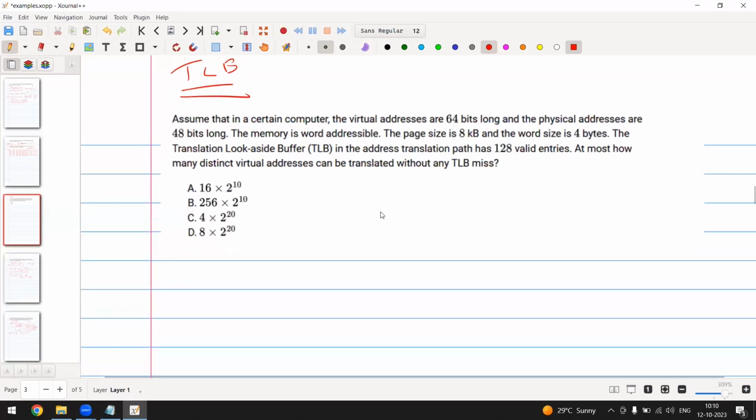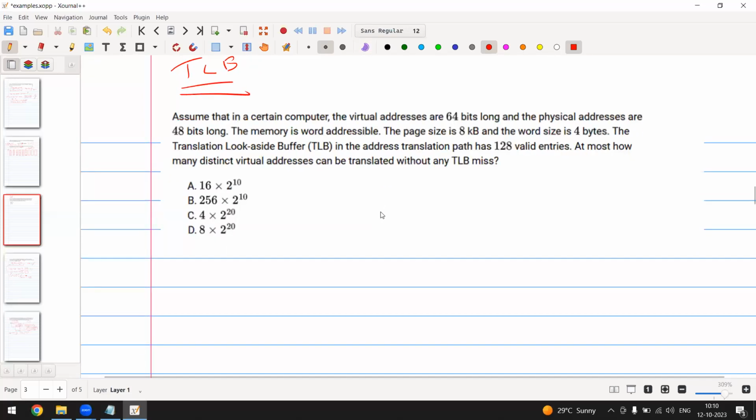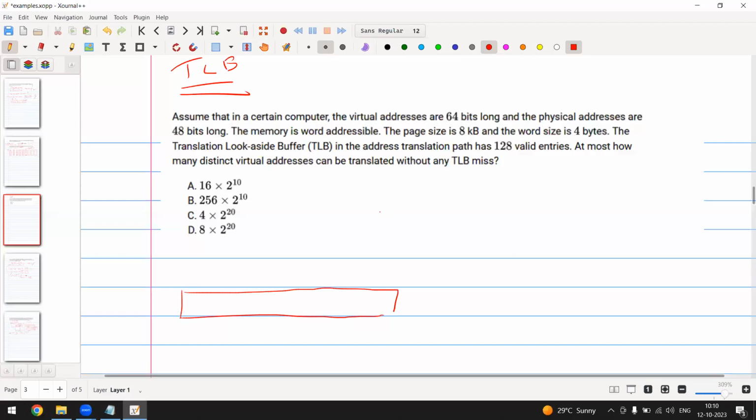Now let's see what this example wants to convey. It says that assume that in a certain computer the virtual address is 64 bits long. So always, whatever data is given, just interpret it. So virtual address is 64 bits long.